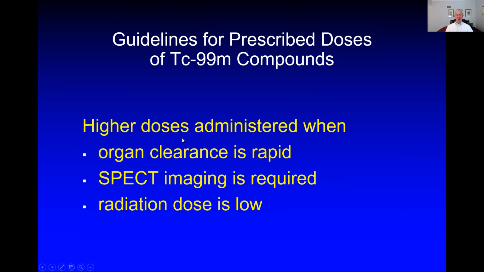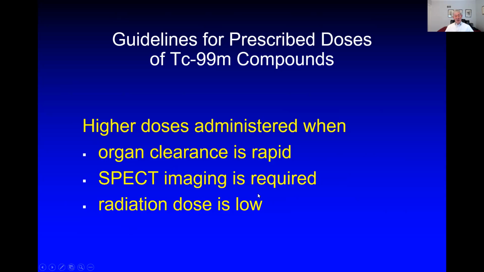How much do we say we're giving? 40. Typical dose, 40. Could be 30 to 60, but huge dose. Also, if you're going to do SPECT imaging, you're going to need a bigger dose than planar imaging, because as your camera rotates around at all the different stops, you're at each stop for only 30 to 40 or 50 seconds. And so to get higher resolution scan, you need a little bit more activity.